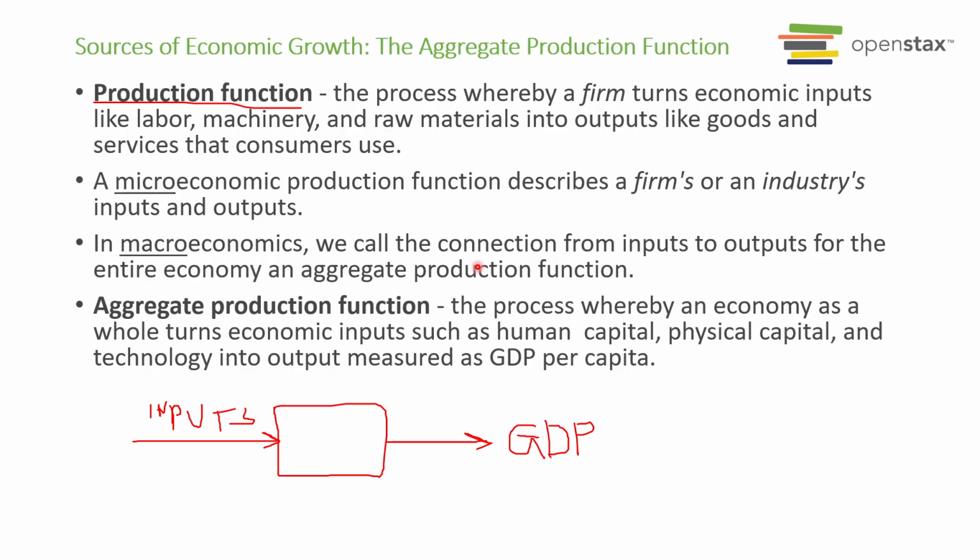So in macroeconomics, we call the connection from inputs to outputs for the entire economy an aggregate production function. So the way I've written this out, this is an aggregate production function because we're producing GDP out of it, right? And so this is the process whereby an economy as a whole turns economic inputs such as human capital, physical capital, technology, and inputs into output measured as GDP per capita. Okay.